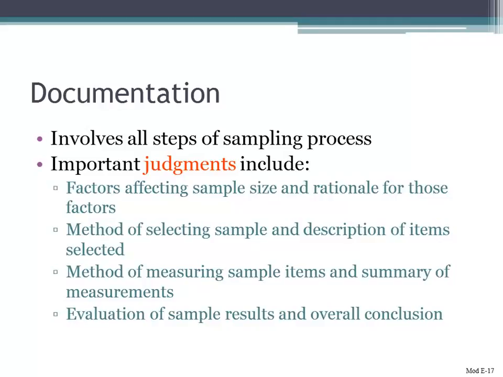So documentation is key, right? Because there's a lot of judgment involved in this: your tolerable rate of deviation, your expected population deviation, your confidence levels. You have to document your judgments about the factors that affect your sample size and the rationale for those factors. And those factors, again, are the amount of reliance you're willing to place on controls, your tolerable deviation rate, and your expected population deviation rate.